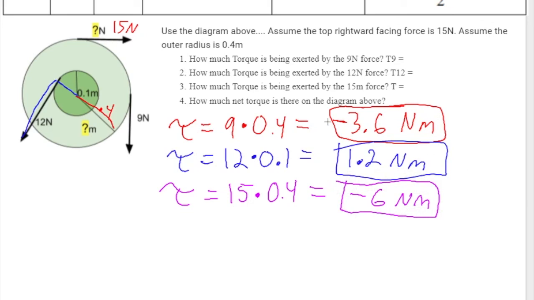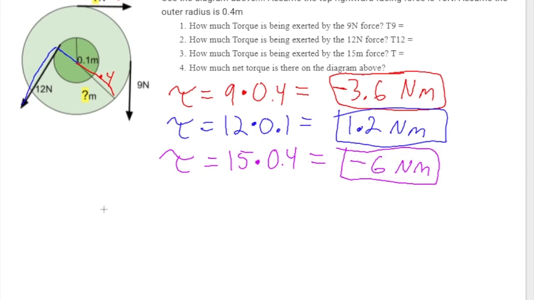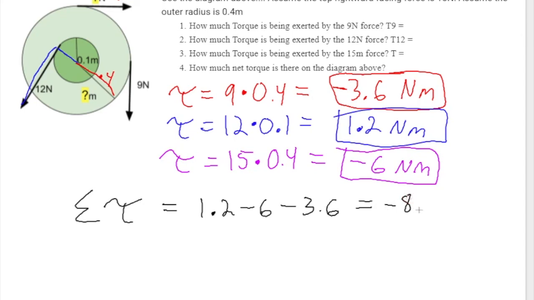Our last question asks us to solve for the net torque. So the net torque is just going to have us add all those torques up. So I have 1.2 minus 6 minus 3.6. I end up with a torque of negative 8.4 Newton meters.